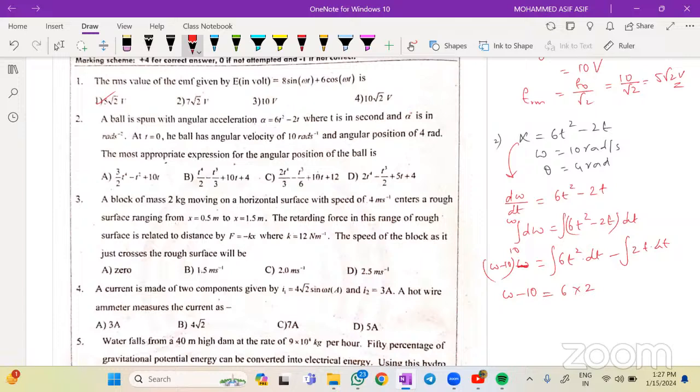So omega minus 10 is equal to, how much will this come, beta? The integral of t squared is nothing but t cubed divided by 3. The formula: the integral of x to the power n dx will be equal to x to the power n plus 1 divided by n plus 1. So for the integral of t squared, 2 plus 1 will be 3 divided by 3, that is t cubed divided by 3. Minus 2, and the integral of t dt will be equal to t squared divided by 2. So omega is equal to 10 plus 2t cubed minus t squared.